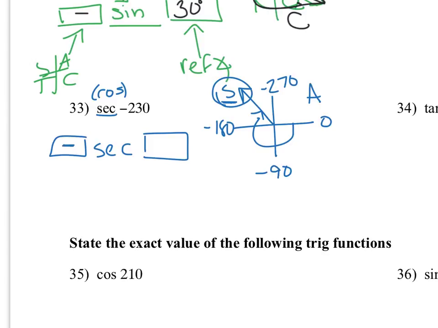And then the reference angle, we want to figure out, basically take off the 180, and find out what's left. We want to figure out this angle right here. We always want the positive, but the way we figure it out is we take out the 180 of it. So I think that's 50. So an equivalent value would be negative the secant of 50.